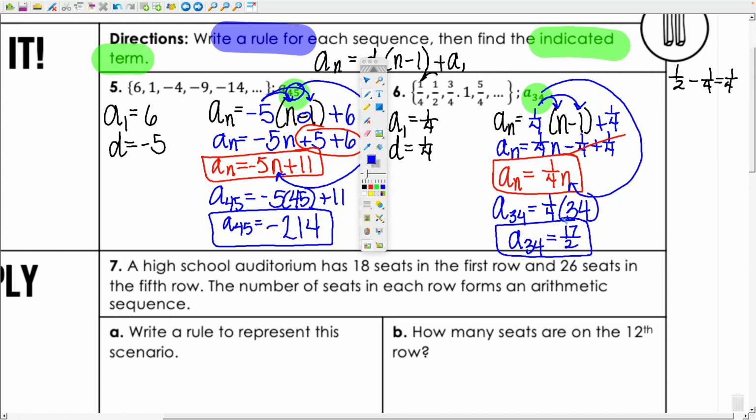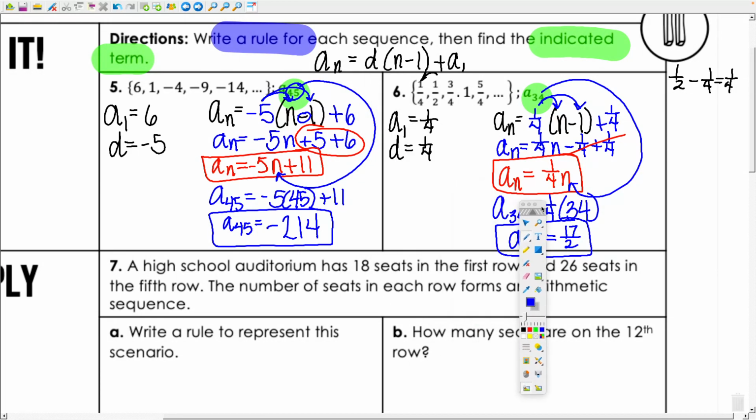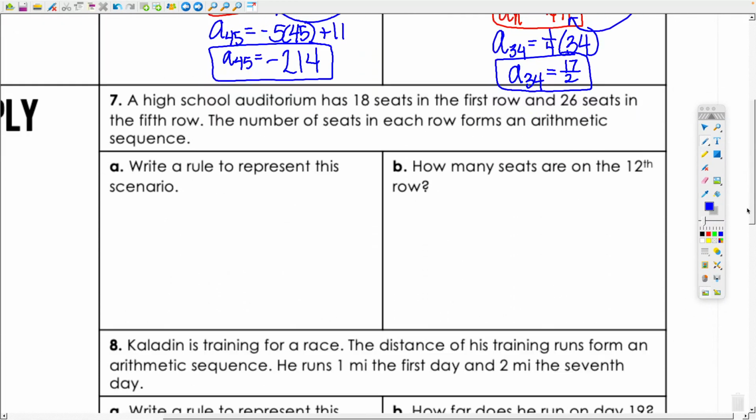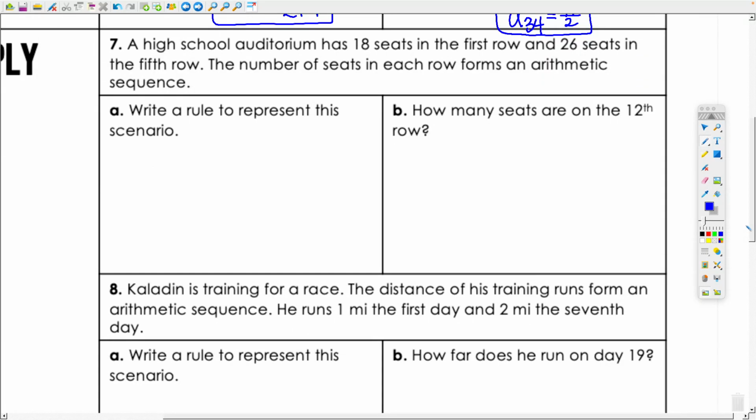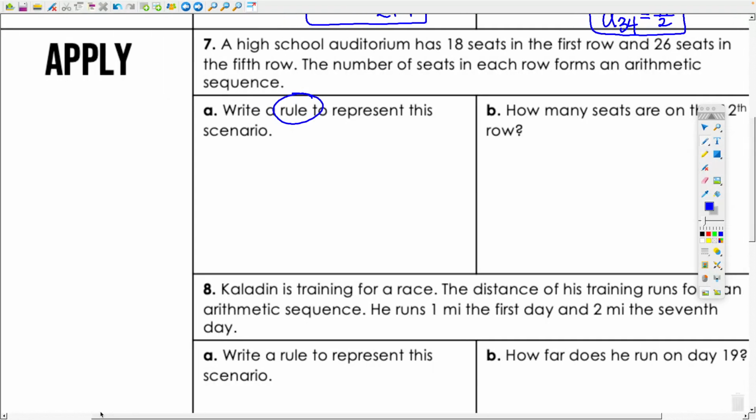We're going to kind of fly through these together because they're easy. Okay, let's go down right here. First, number 7 says the high school auditorium has 18 seats in the first row, 26 in the 5th row. The number of seats in each row forms an arithmetic sequence. Write a rule to represent this scenario. This is different because you are not given 18, comma, some number, are you? No. So I'm going to show you a way that always works to get your common difference. And it basically looks like the slope formula.